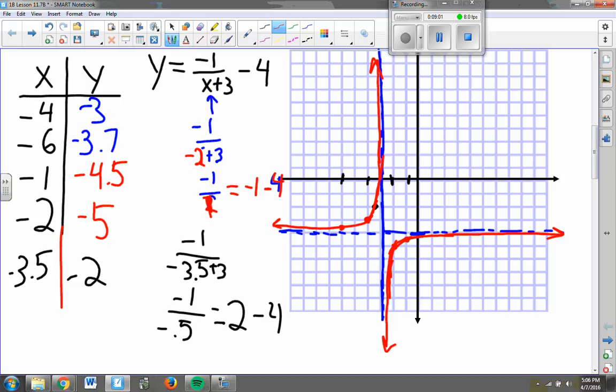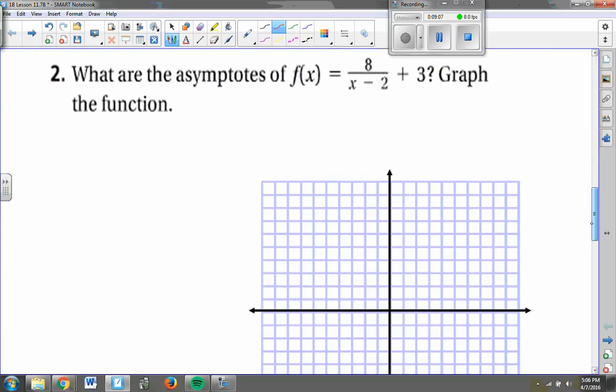We're going to do one more example together, and then you'll be ready for your practice problem set. Okay, so let's look at this function here. They want us to identify the asymptotes and then graph the function f of x equals 8 over x minus 2 plus 3.